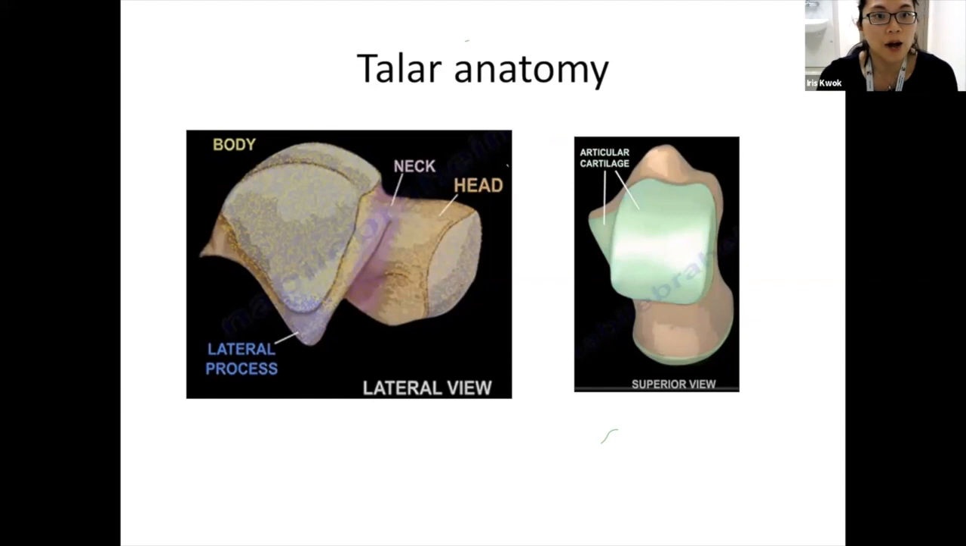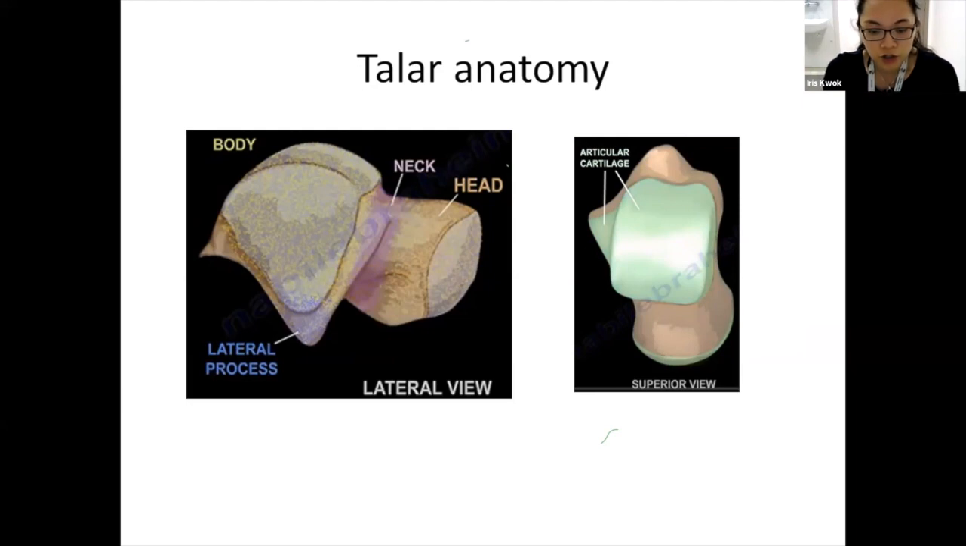The body is essentially the dome that you see on an AP X-ray that's part of your ankle joint. And then the undersurface of the talus is what articulates with the calcaneus. You can see the image on the right is from a top-down view looking from above, and you can see the articular cartilage of the ankle joint.